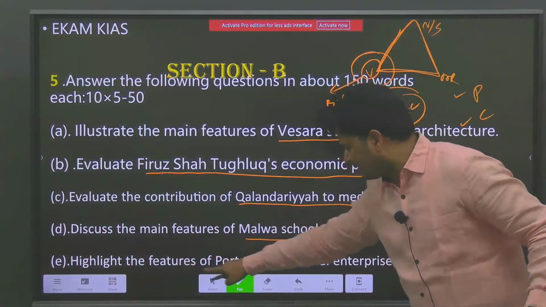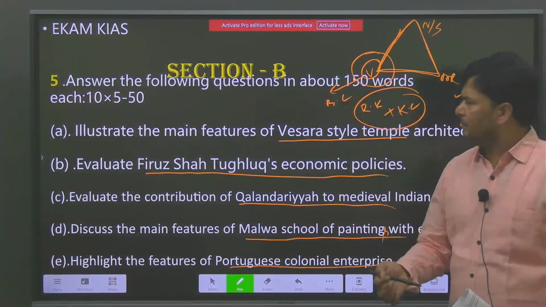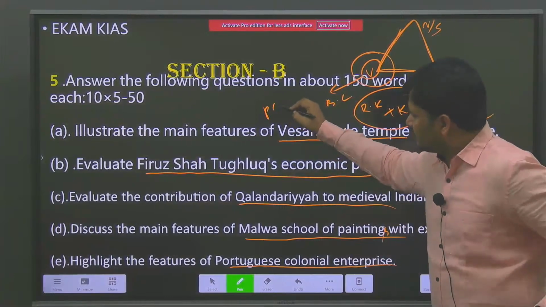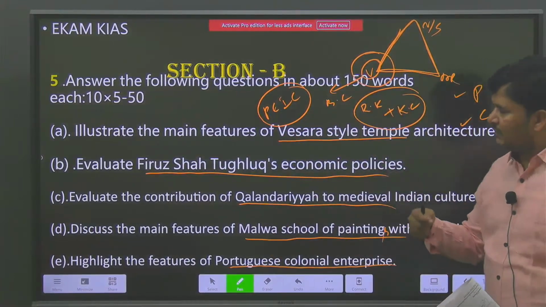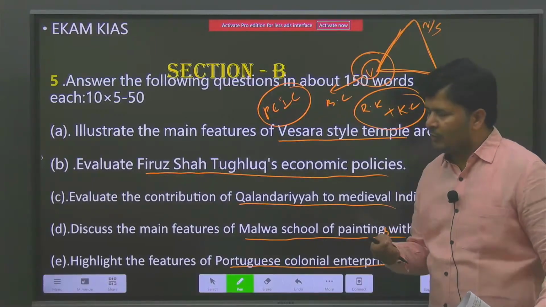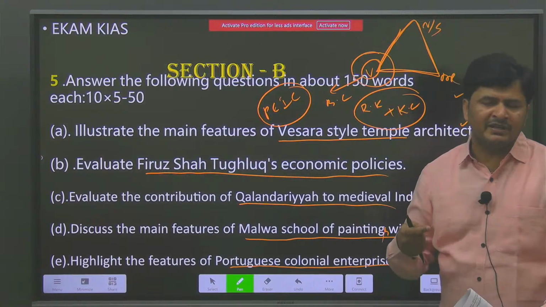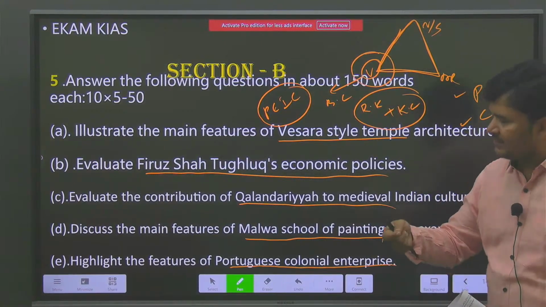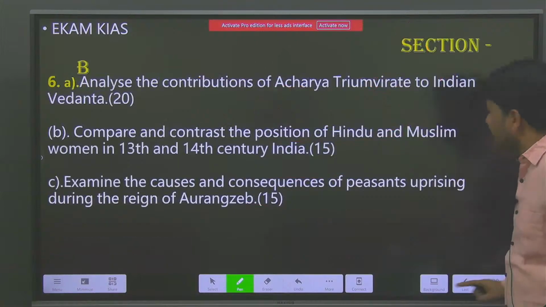And finally, highlight the features of Portuguese colonial enterprise, like the Portuguese East India Company. Portuguese East India Company was one of the earliest European companies to land on Indian soil, and it got command over Indian commerce for about the first 100 years, to be specific, from the 15th century to the 16th century, and a little later, it started declining its commerce on Indian soil.